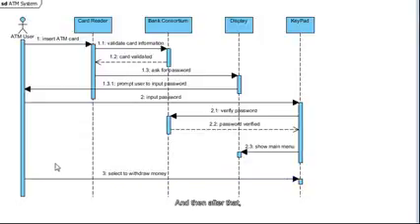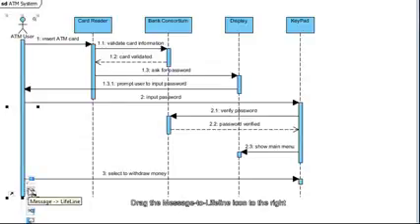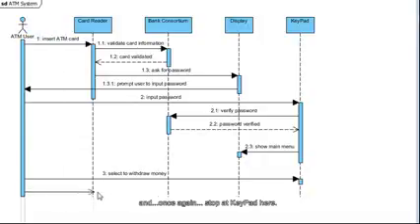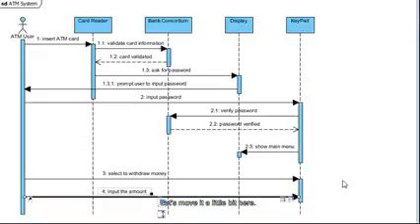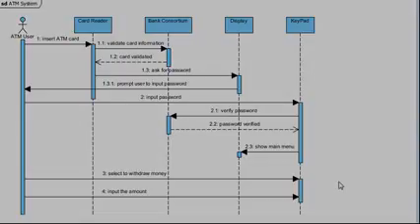Okay, and then after that, the user's gonna have to specify the amount to withdraw. So select the vertical bar here again, drag the message to Lifeline icon to the right, and once again stop at keypad here. And for the message, put in input the amount. Press enter when you're done. Let's move it a little bit here, and then you're done up to right before step 5.